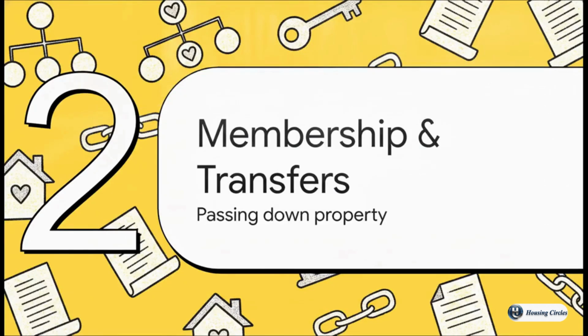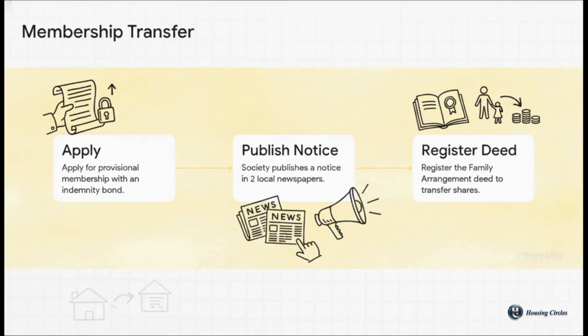Moving right along to the human element. Section 2, membership rules and transfers. Now, the official gazette goes into some incredibly deep, complex legal weeds regarding what happens when a member passes away. But honestly, we can distill all of that into a very simple, practical checklist for families. Step 1, the legal heir actually has to apply for provisional membership and, this is key, submit an indemnity bond. Why? Because this completely protects the society from any future financial claims by other relatives.